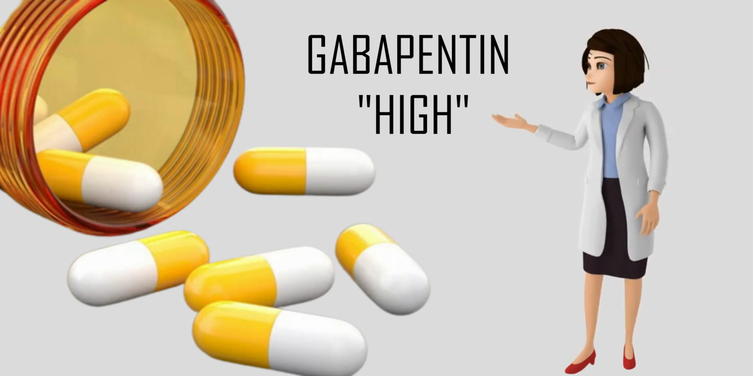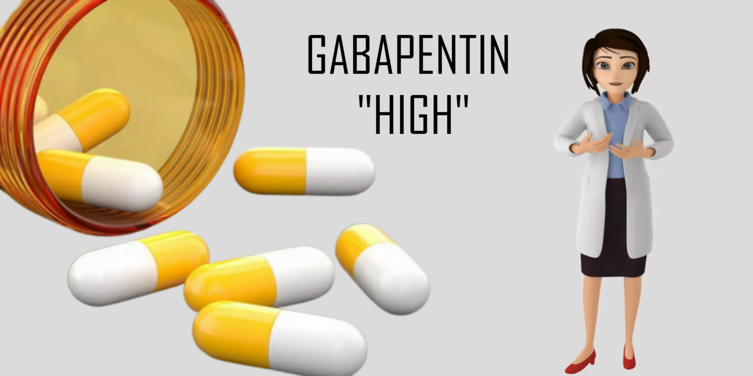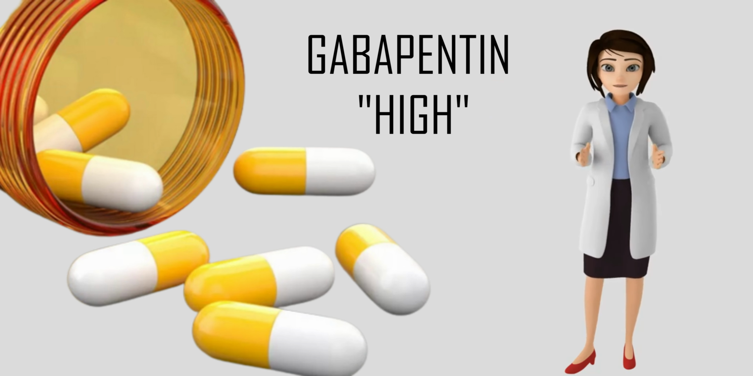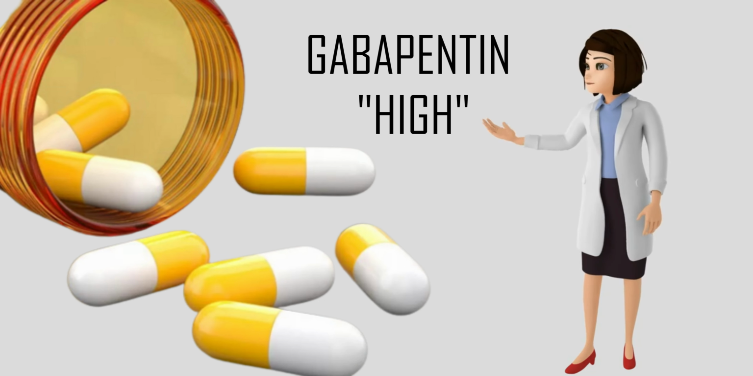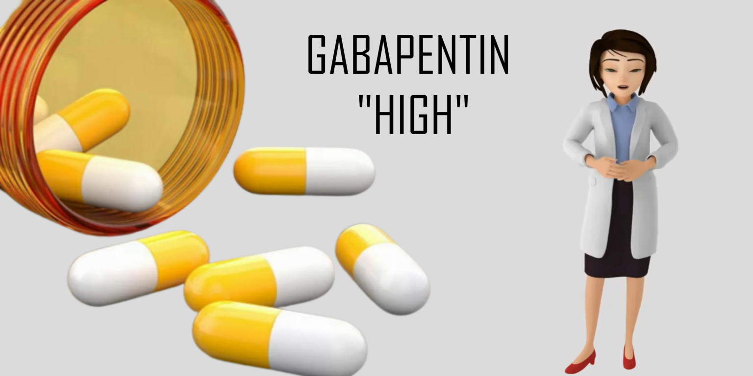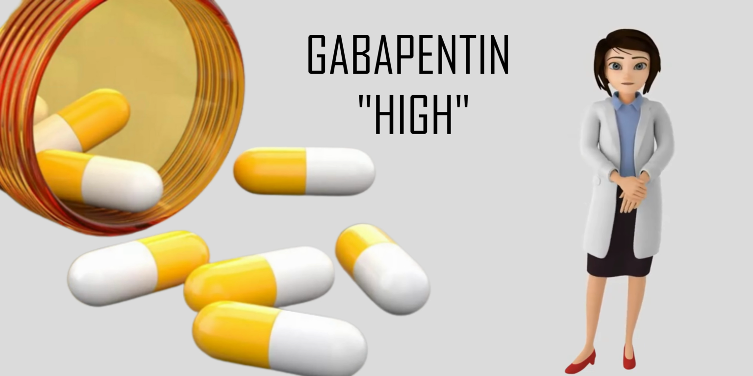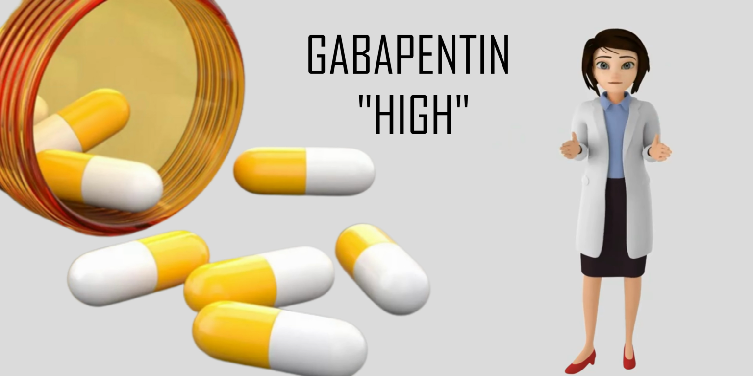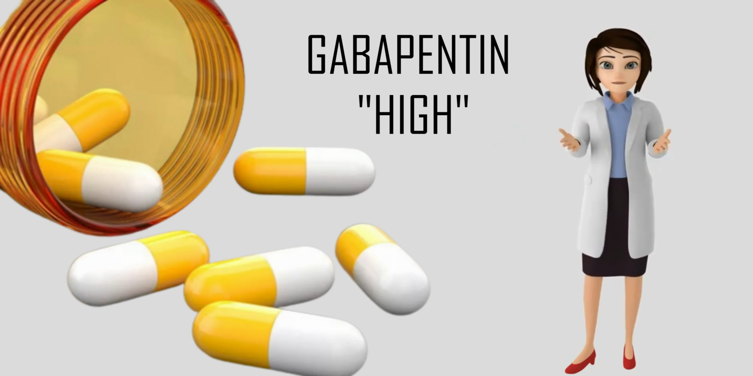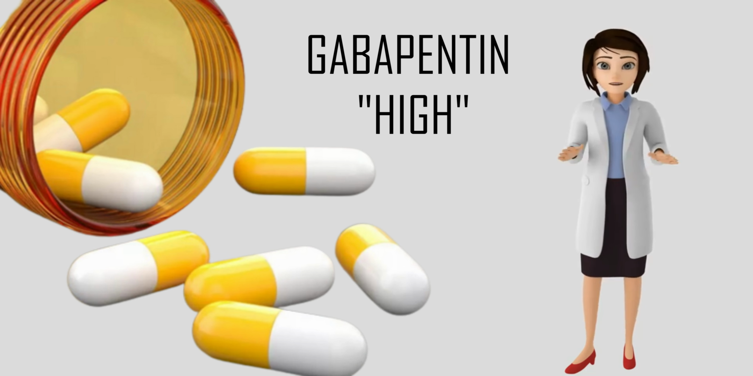Gabapentin is a medication that belongs to the class of drugs called anticonvulsants. It works by reducing abnormal electrical activity in the brain that causes seizures and by modulating the activity of certain neurotransmitters, including gamma-aminobutyric acid, GABA, in the brain. While gabapentin is generally safe when used as directed by a healthcare professional, it can cause some side effects, including dizziness, drowsiness, headache, and nausea. These side effects usually go away on their own or with dose adjustments.